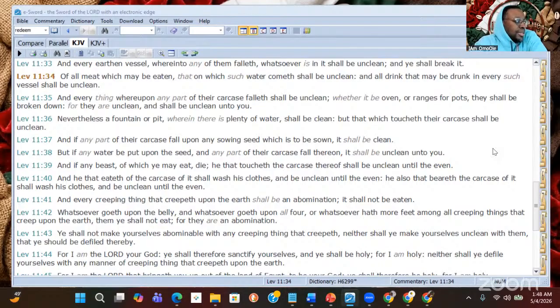If any beast of which ye may eat die, he that toucheth the carcass thereof shall be unclean until the evening. And he that eateth of the carcass of it shall wash his clothes and be unclean until the evening. He also that beareth the carcass of it shall wash his clothes and be unclean until the evening. And every creeping thing that creepeth upon the earth shall be an abomination.